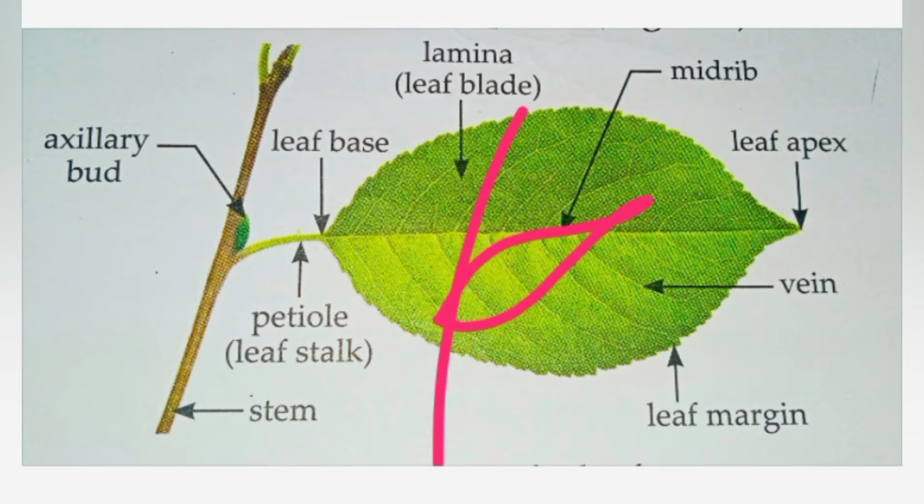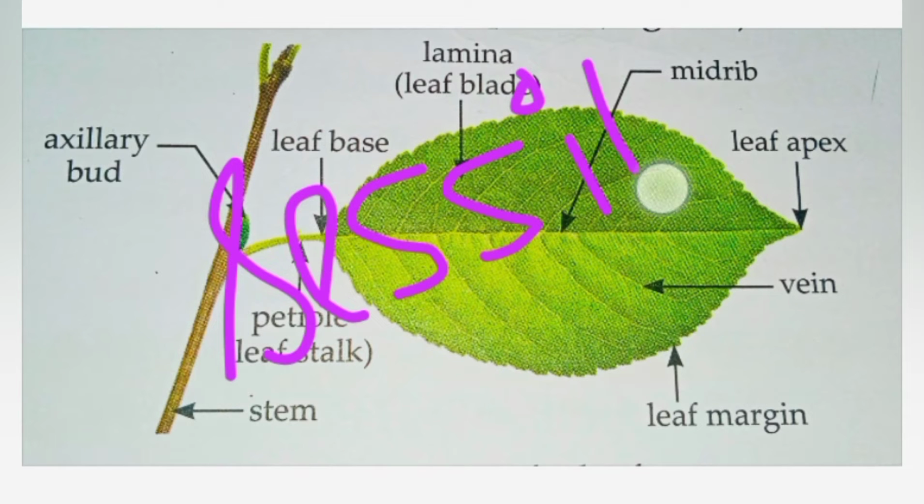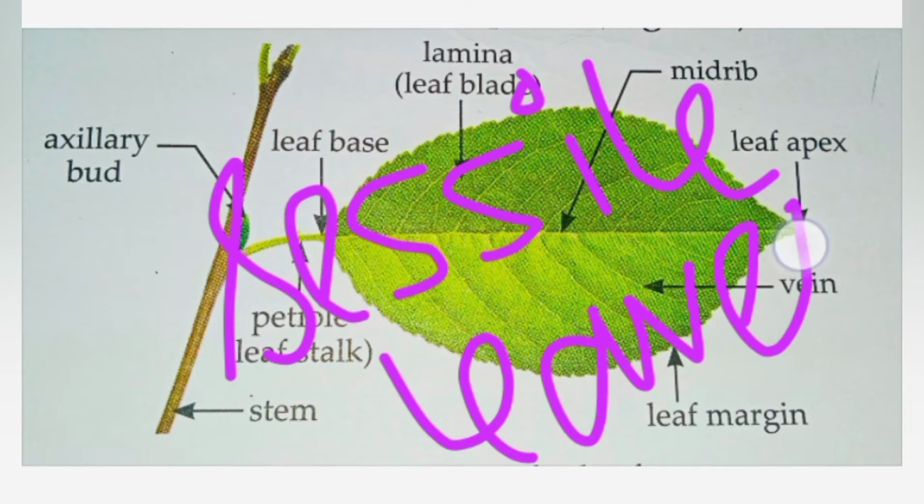We have a particular name for such kinds of leaves which are attached to the stem directly without the petiole. So what are these leaves called? They are called sessile leaves. Let me write the spelling for you. They are called sessile leaves. Alright. So what are sessile leaves? These are the leaves which are attached directly to the stem. They do not contain a petiole.